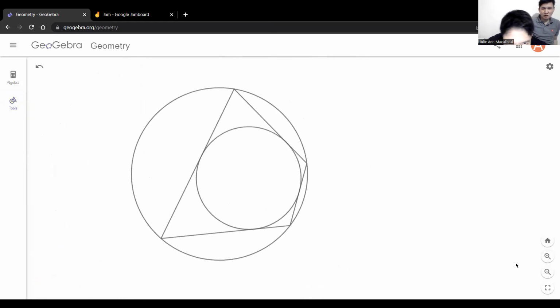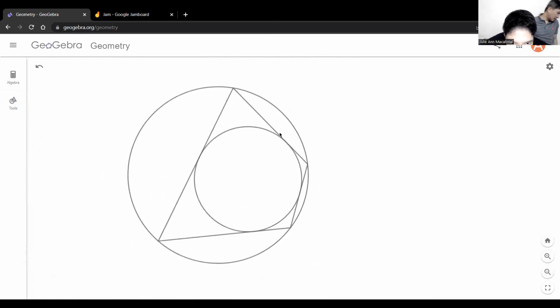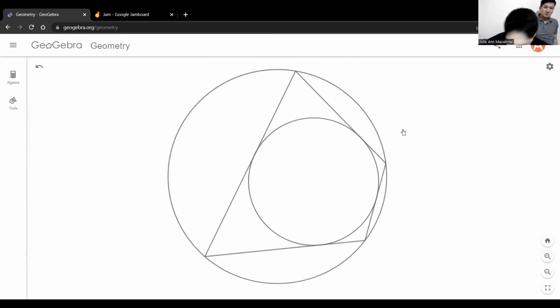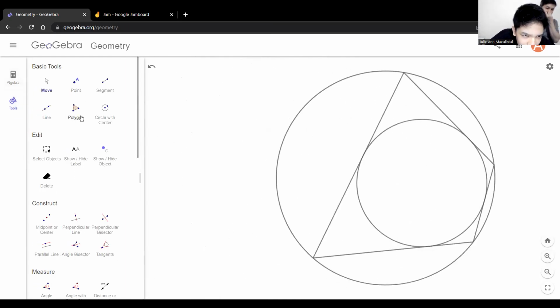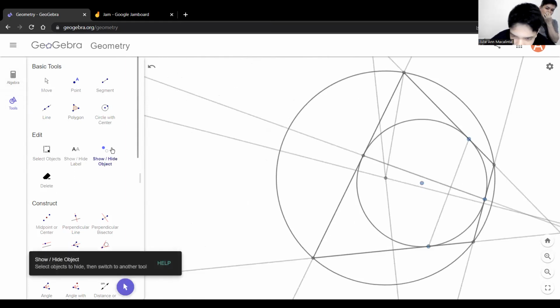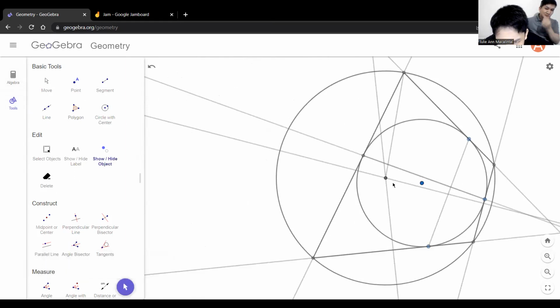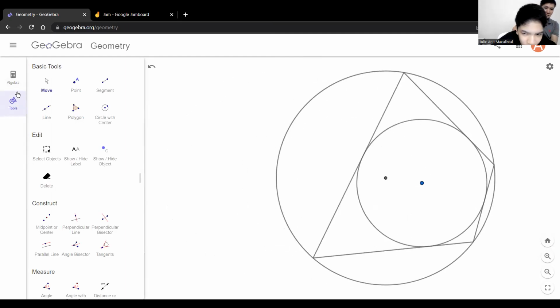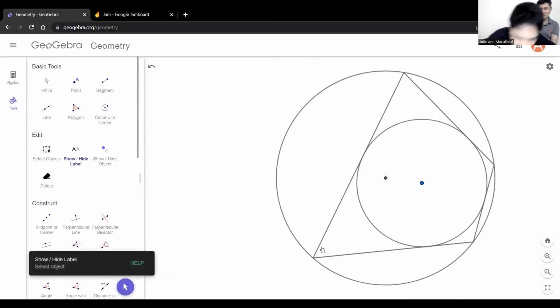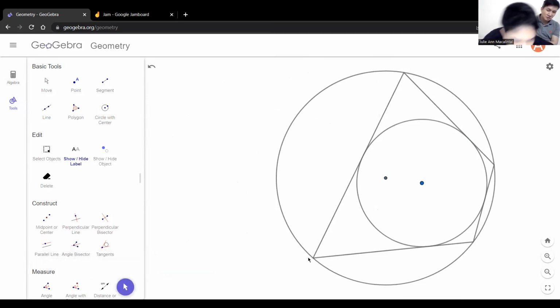So this is your circumcenter there, and then your incenter. Just to demonstrate that it's a bicentric quadrilateral. Show object, this is the incenter. Can you label A, B, C, D? Or can you transport it?